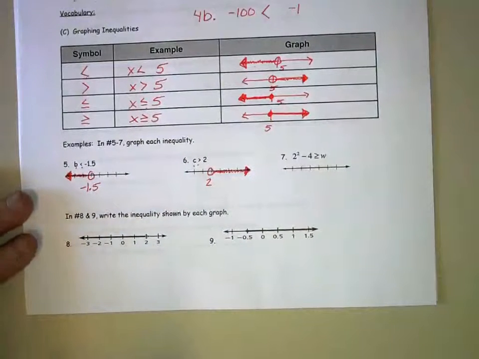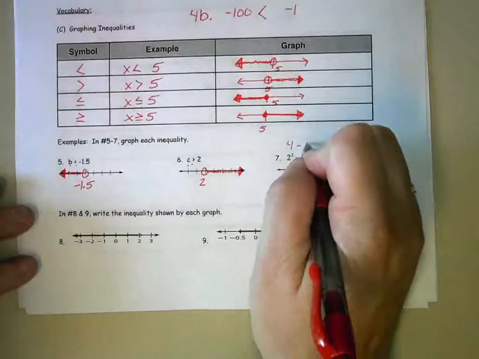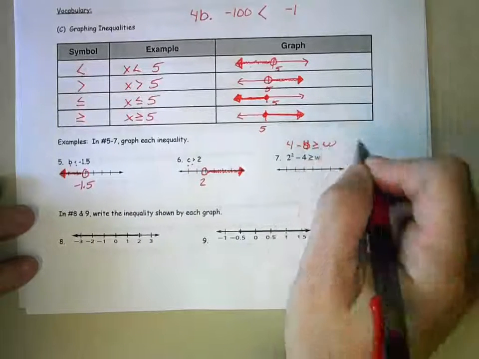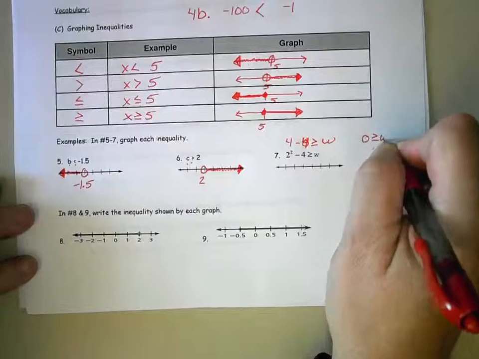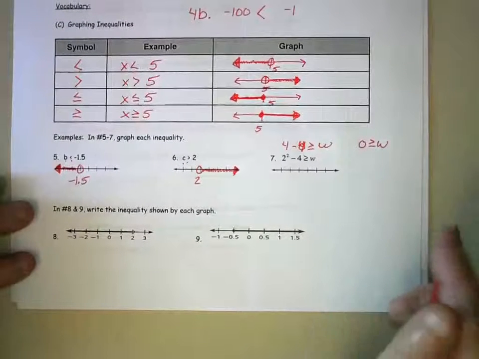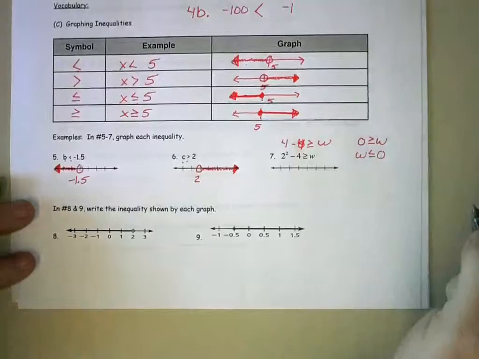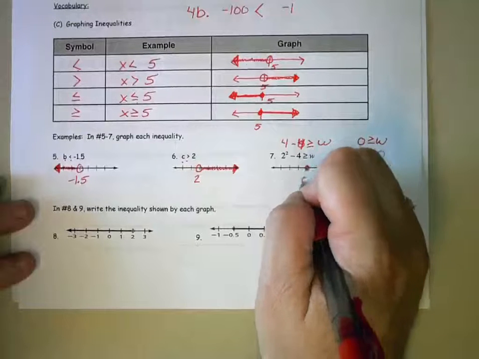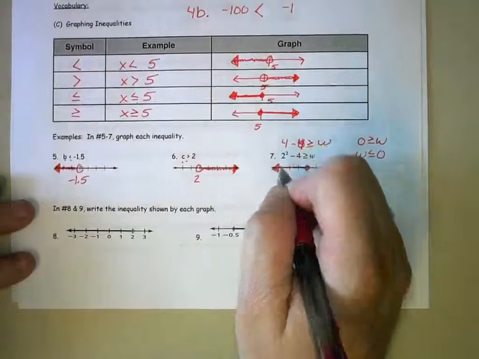Number 7, we need to do a little bit of maneuvering first. 2 squared is 4, minus 4 is greater than or equal to w. 4 minus 4 is 0, which is greater than or equal to w. You cannot use this arrow trick now, but you can if you switch it around. w is less than or equal to 0. You will have a closed circle on the 0 and everything to the left.